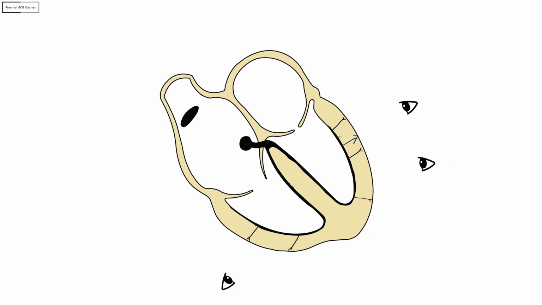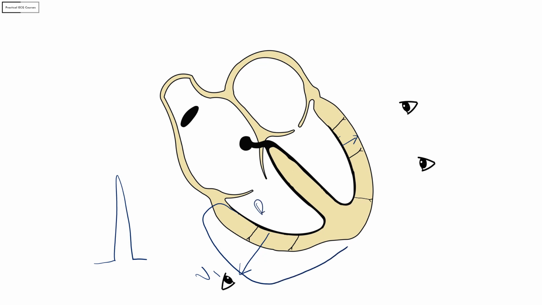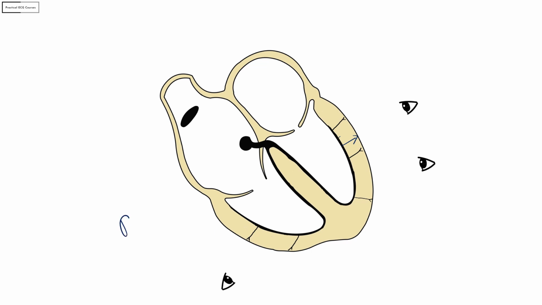you can also apply the same principle on the right side as well. Suppose V1 sees a very tall R wave. What does that mean? It means that the right ventricular vector is also increased. And why is that? Because of RVH. Why RVH? Because V1 is the only lead which looks directly at the right ventricle. So learning point here once again, tall R wave in V1 is indicative of RVH and in V5 and V6 is indicative of LVH. I hope that's simple enough.